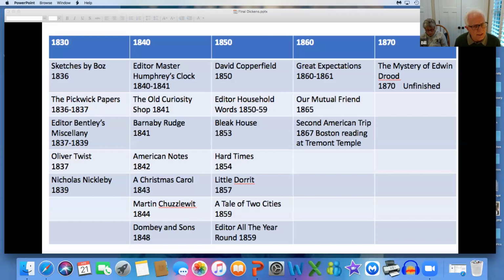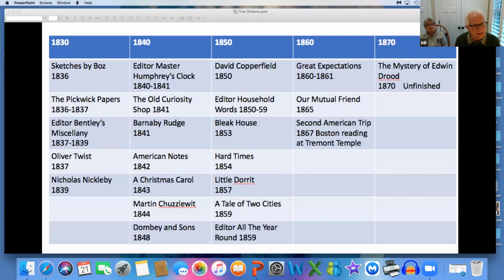Then he moves over in 1840 to editor of Master Humphrey's Clock, and he does that for another 2 years. So there's 4 years right at the beginning of his career. He's spending his time editing a monthly magazine. Now, all of his works came out in serial editions, either monthly, some of them actually weekly, not too many. And that's the way everybody published, and we can talk about why a little bit later on. So you can see those are the 4 years.